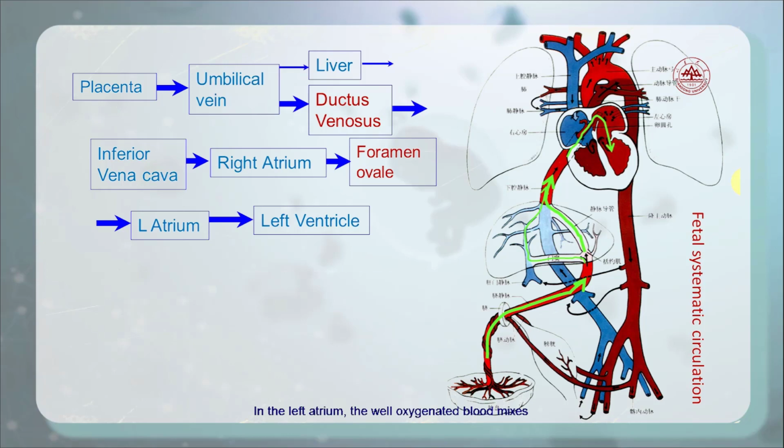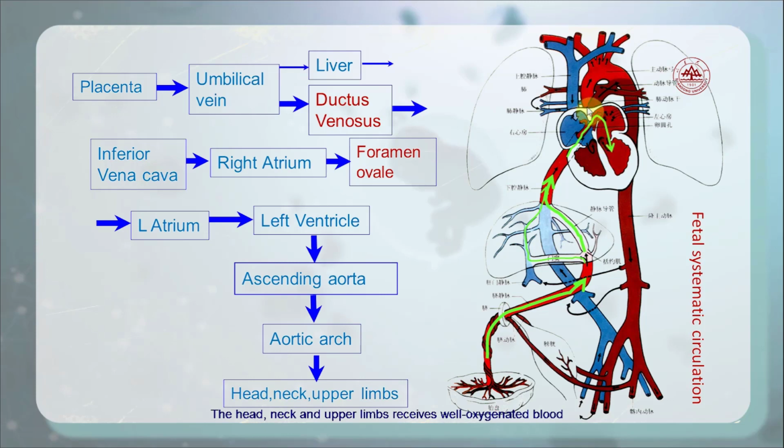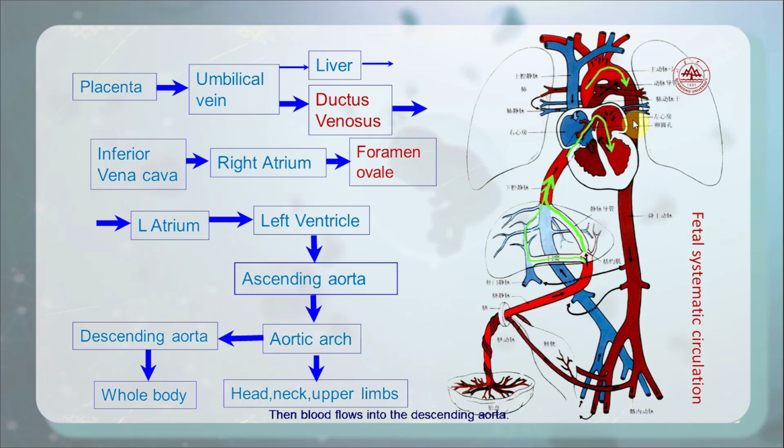In the left atrium, the well-oxygenated blood mixes with the small amount of the poorly oxygenated blood from the lungs. From the left atrium, the blood passes to the left ventricle and leaves through the ascending aorta. The head, neck, and upper limbs receive well-oxygenated blood by 3 branches of the aortic arch. Then blood flows into descending aorta.